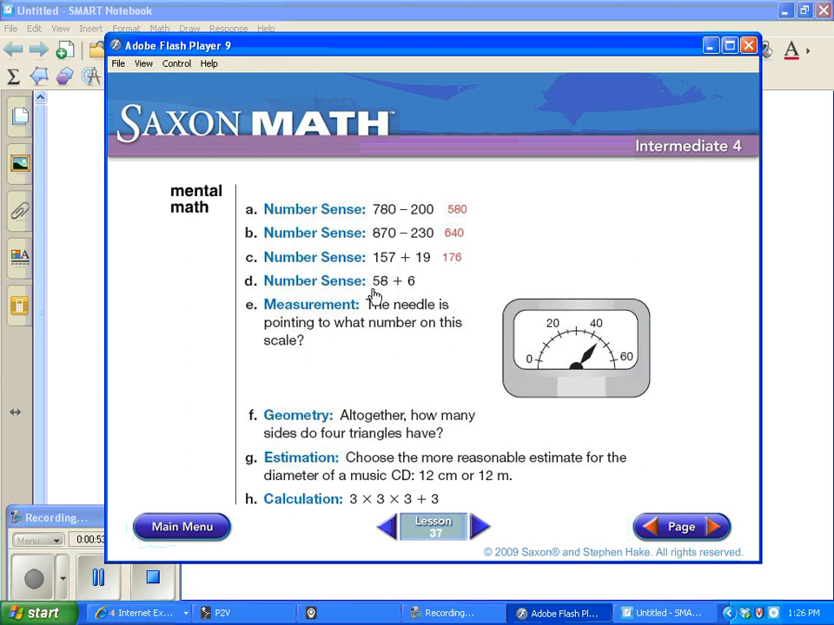176. For this one, I like to think that 58 just needs 2 more to be 60, so let's steal that 2 from the 6 and think about what it leaves behind. So now we've got 60 plus what was left behind gives you 64.